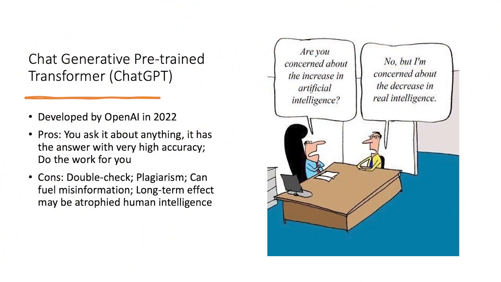And here we can see the downside. Because it is built on the information provided on the internet, it can also fuel misinformation. It is possible for students to plagiarize reports. And a long-term possible effect is the decrease of human intelligence because of sole reliance on ChatGPT or similar apps. That's why this talk is called How Not to ChatGPT.